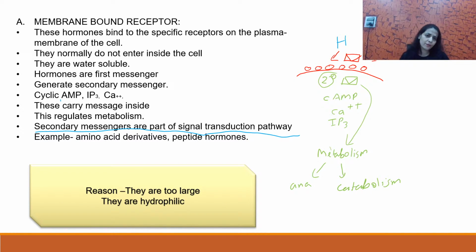What is the reason that they cannot enter the cell? There are two reasons. Number one, they are very large, so there is no space in the plasma membrane through which they can enter. And number two, they are hydrophilic, so they are water soluble. That's the important reason. So that lipid bilayer will not allow them to pass through. All right. We move on to the next one.